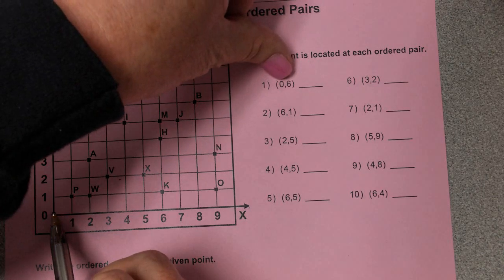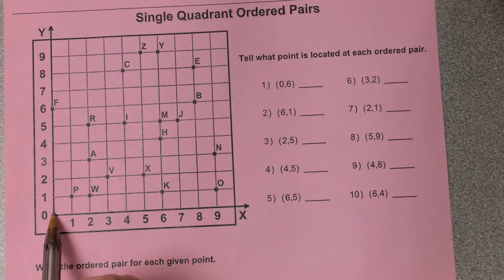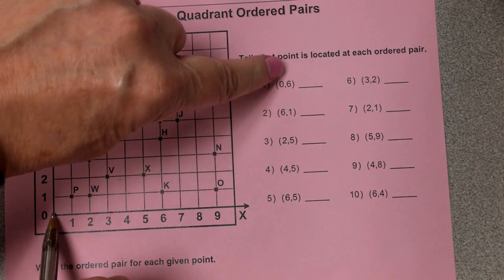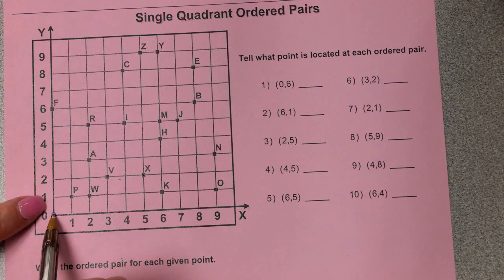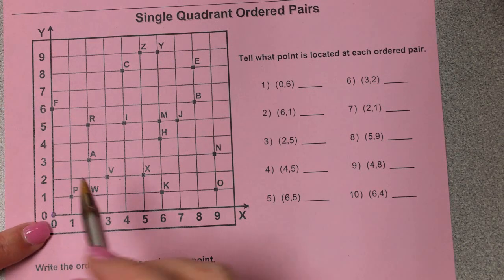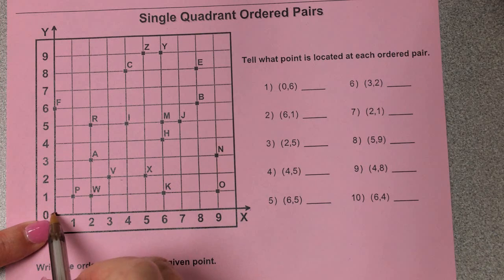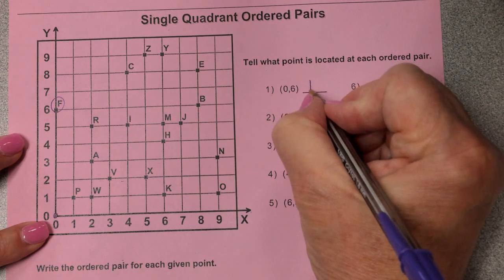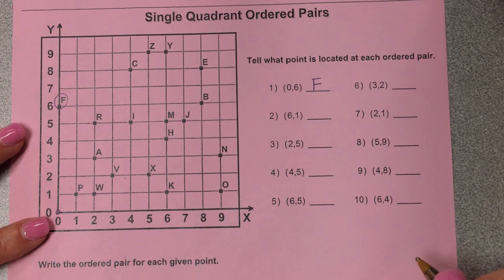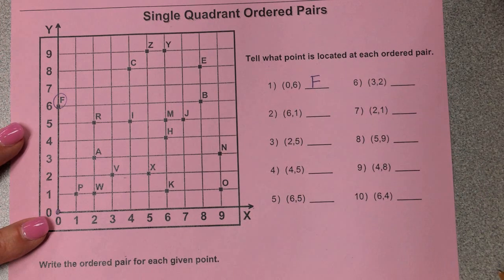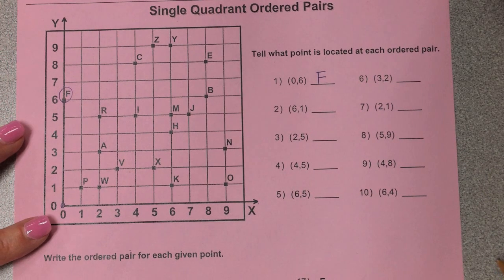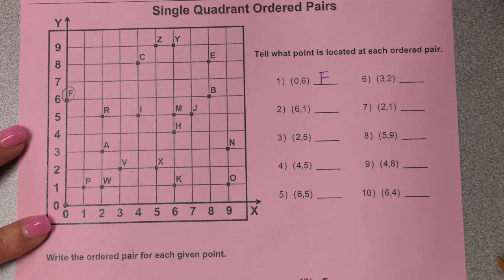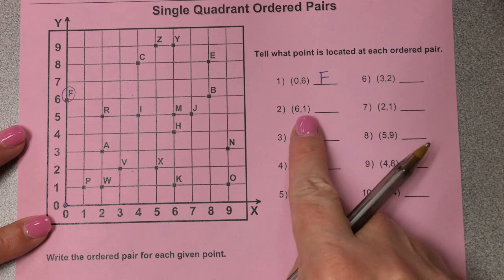Daniel, the first number in the pair says 0. That means we're going to stay where we are. We're going to move 0. That basically means stay put. And then the second value, 6, tells us how far up we're going on the Y. If we start at 0 and stay there, and we go up to 6, what letter is there? Letter F. So 0, 6 is the address or the location of point F on the graph. Math should make sense. Does that make sense? Yeah. Let's look at another one.